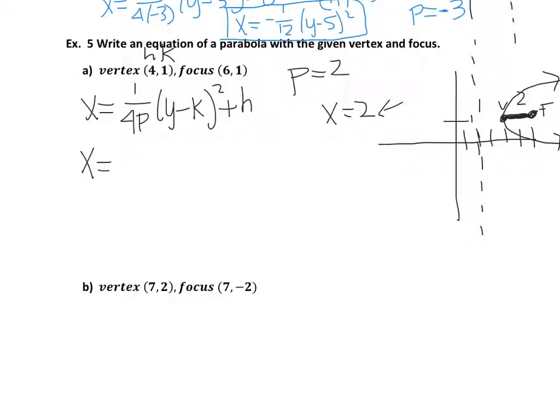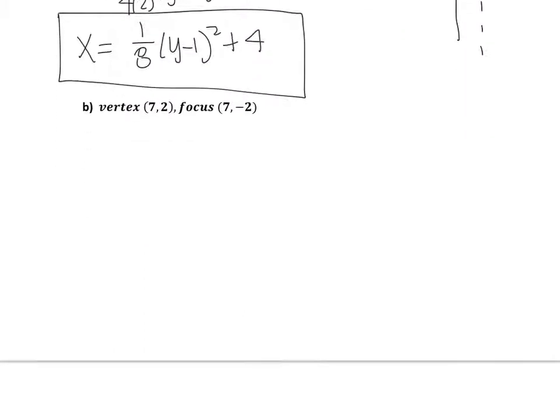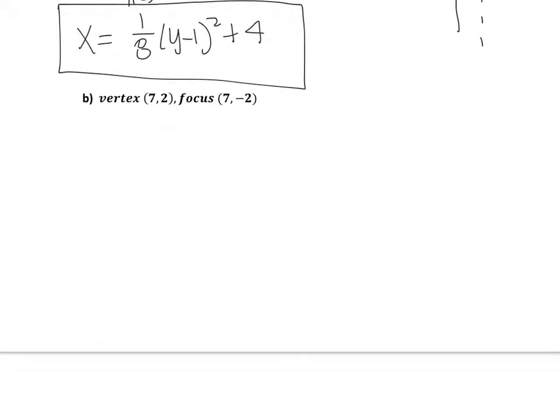So x equals 1 over 4 times 2, times (y minus 1) squared plus 4. So you see where I plugged in my h and my k and my p. So I'm going to rewrite it as 1 over 8 times (y minus 1) squared plus 4. And that right there is your final equation. So we're going to do one more example. Again, I'd always recommend graphing it out. That way you have the graph to go to find your p-value.